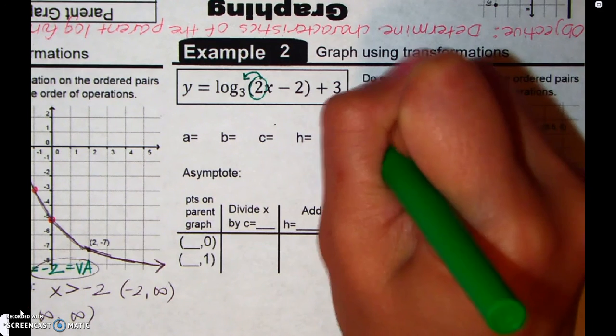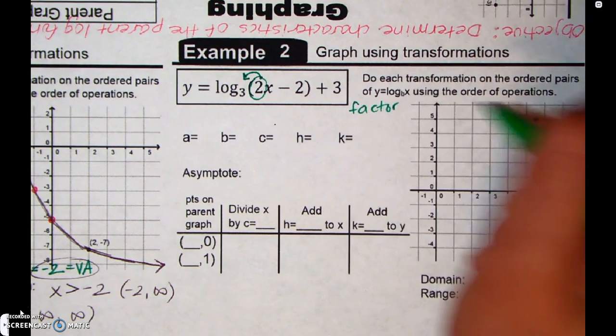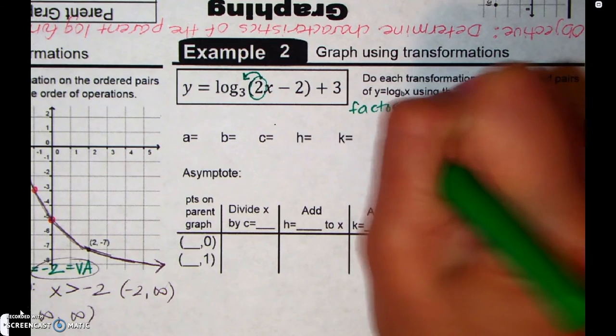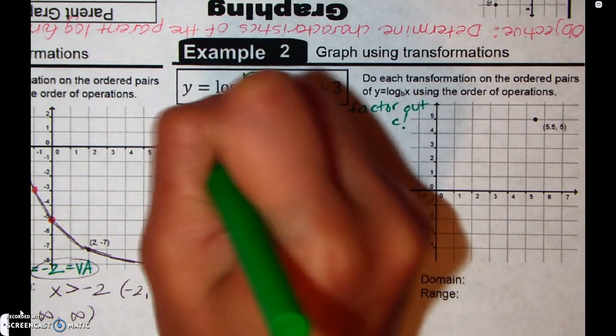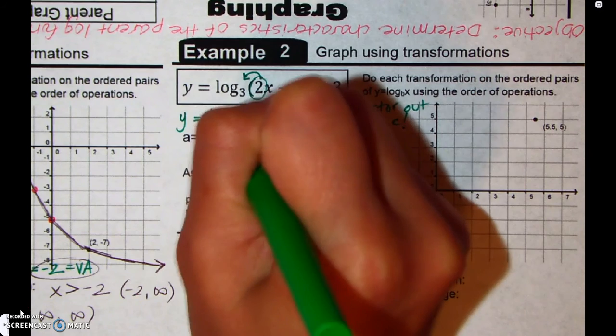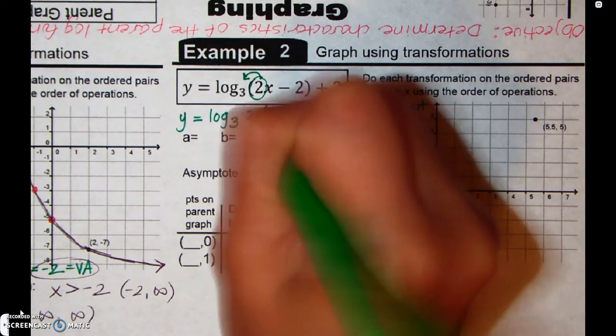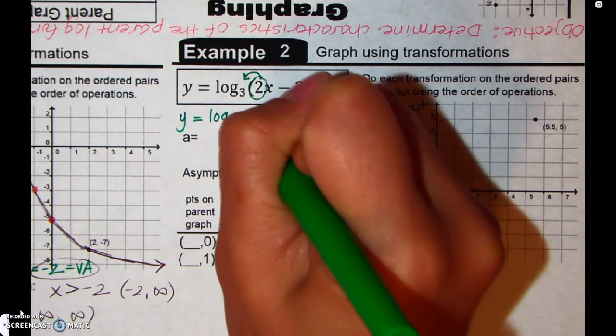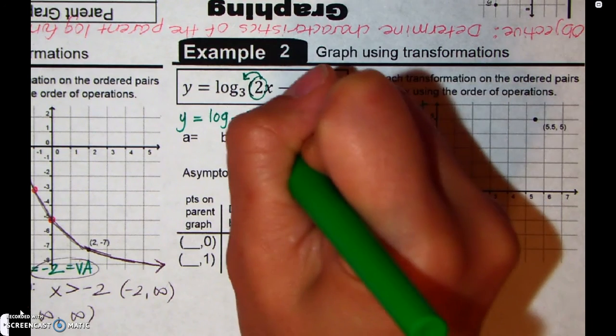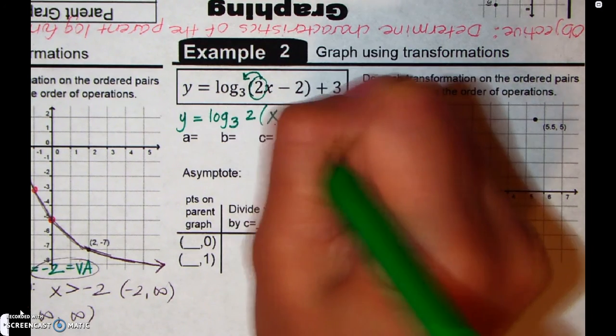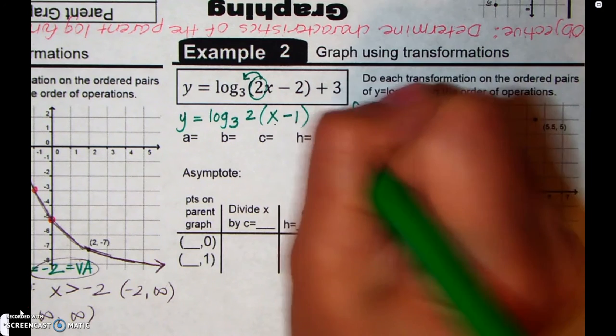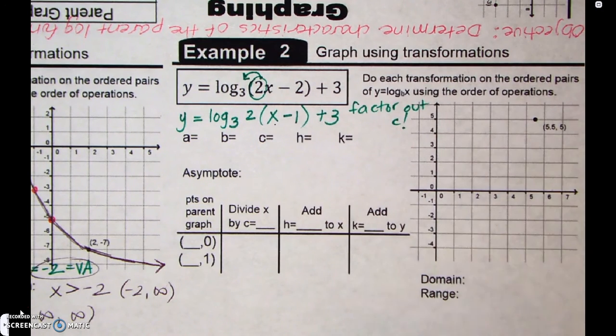Okay, so I'm going to factor out the c. So my new function is going to be log base 3 of 2 on the outside times x, right? Because 2 times x gives you 2x. And 2 times what gives me -2? Of course, it would be a -1. So starting with this equation, after we factored out the 2, go ahead and complete this with your partner. Pause the video, and then I'm going to give you the answer to this.